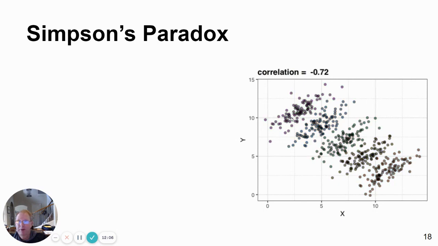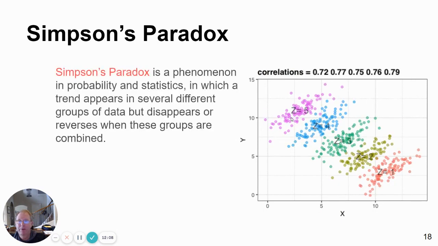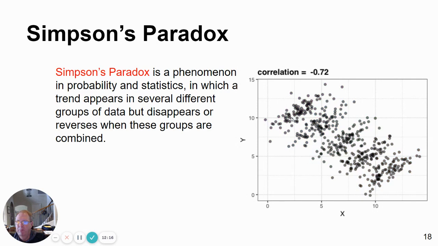I want to talk briefly about Simpson's paradox. This came up on the AP exam a few years ago. Simpson's paradox is a phenomenon in probability and statistics in which a trend appears in several different groups of data but disappears or reverses when these groups are combined. So let's look at this data here.